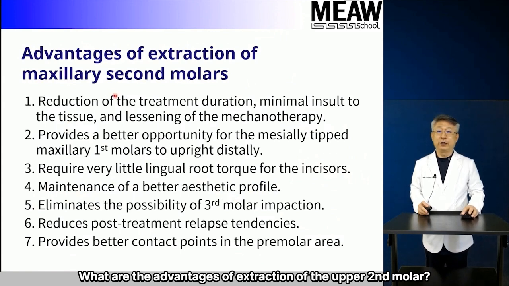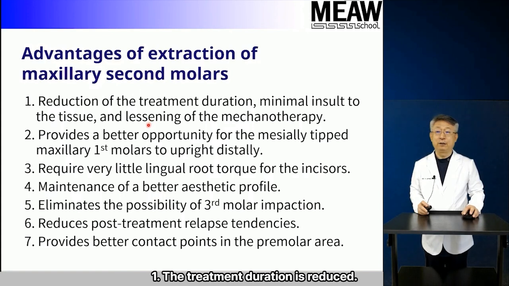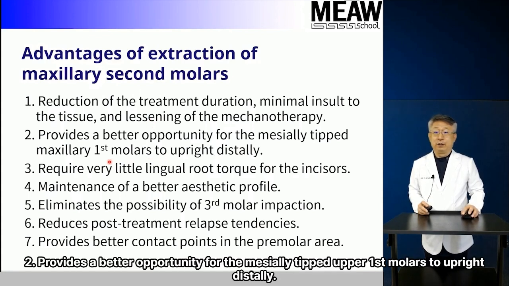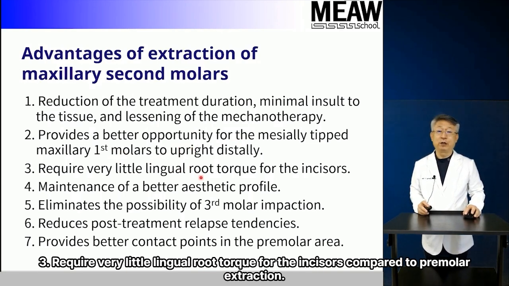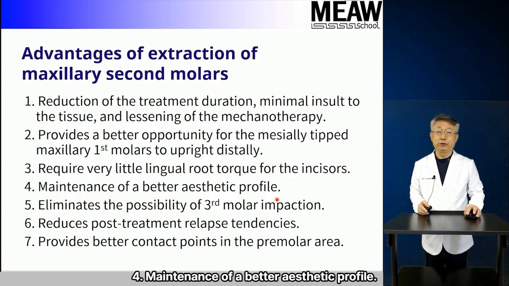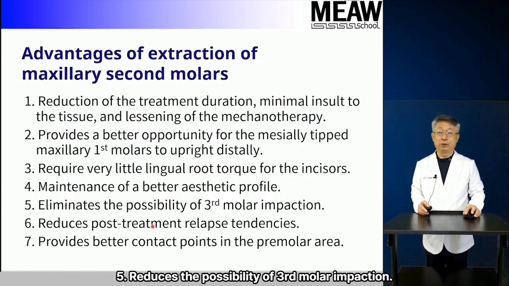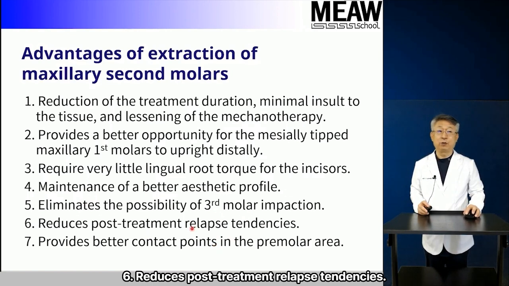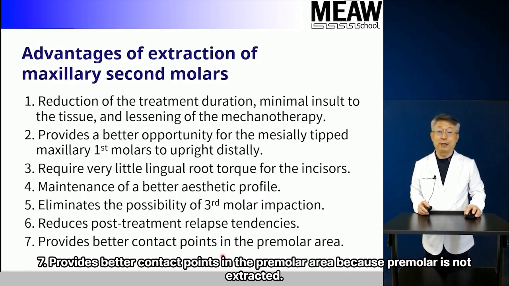What are the advantages of extraction of the upper second molar? 1. The treatment duration is reduced. 2. Provides a better opportunity for the mesially tipped upper first molars to upright distally. 3. Require very little lingual root torque for the incisors compared to premolar extraction. 4. Maintenance of a better aesthetic profile. 5. Reduces the possibility of third molar impaction. 6. Reduces post-treatment relapse tendencies. 7. Provides better contact points in the premolar area because premolar is not extracted.